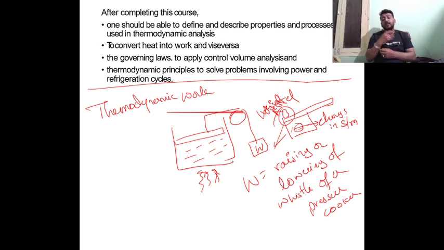This is called thermodynamic work. Due to change in the pressure and volume, the vessel rises up or falls down. That is called thermodynamic work.